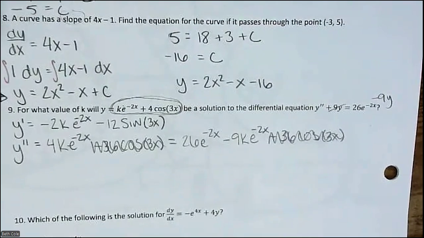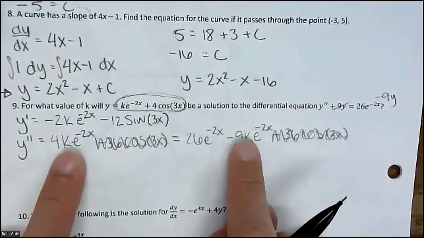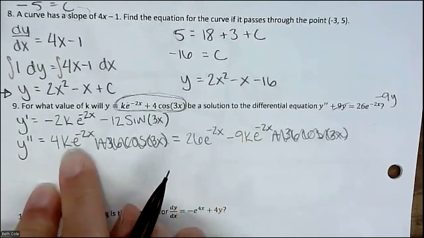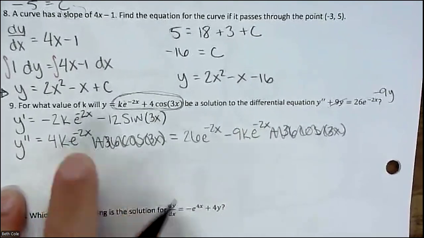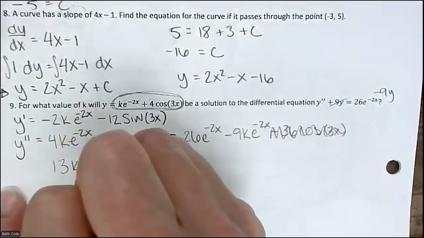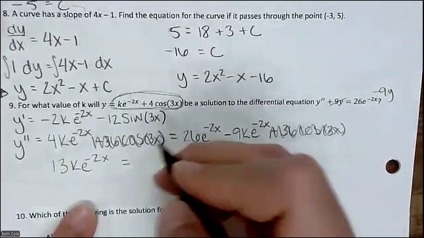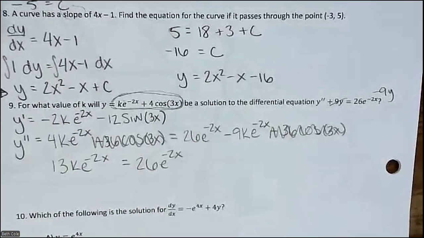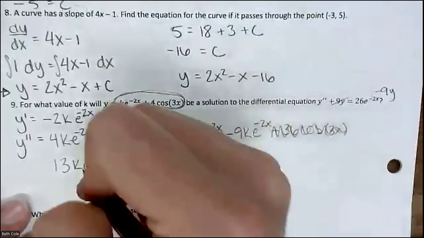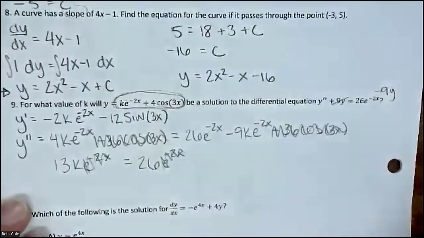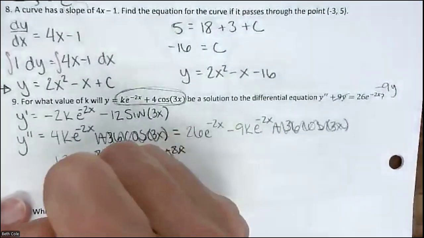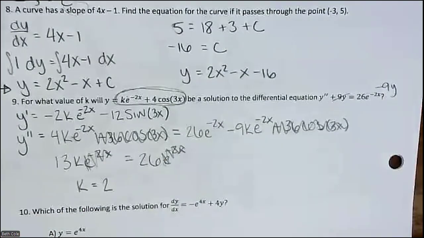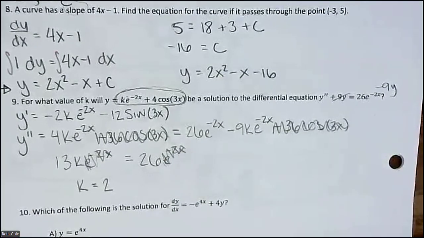And then look through, what else do you notice? Because we've got k. You can combine those. If you add this 9k e to the blah, blah, blah over here, 9 plus 4, 13k e to the negative 2x equals 26 e to the negative 2x. And then what cancels? Yeah, the e to the negative 2x is gone. You'll divide over the 13, and 26 divided by 13 is 2.